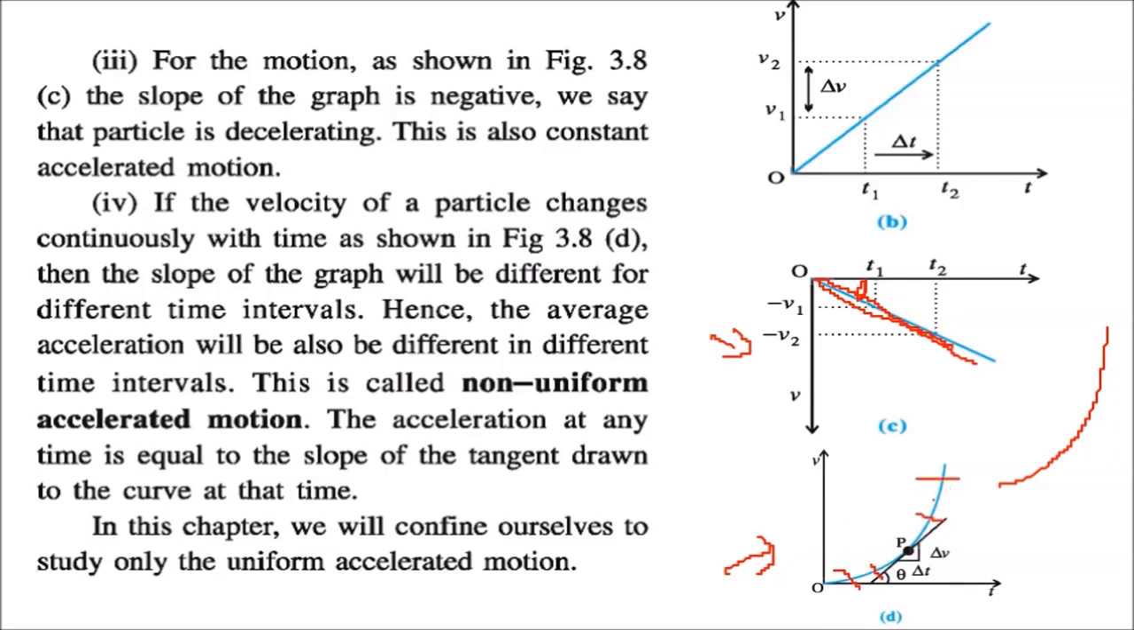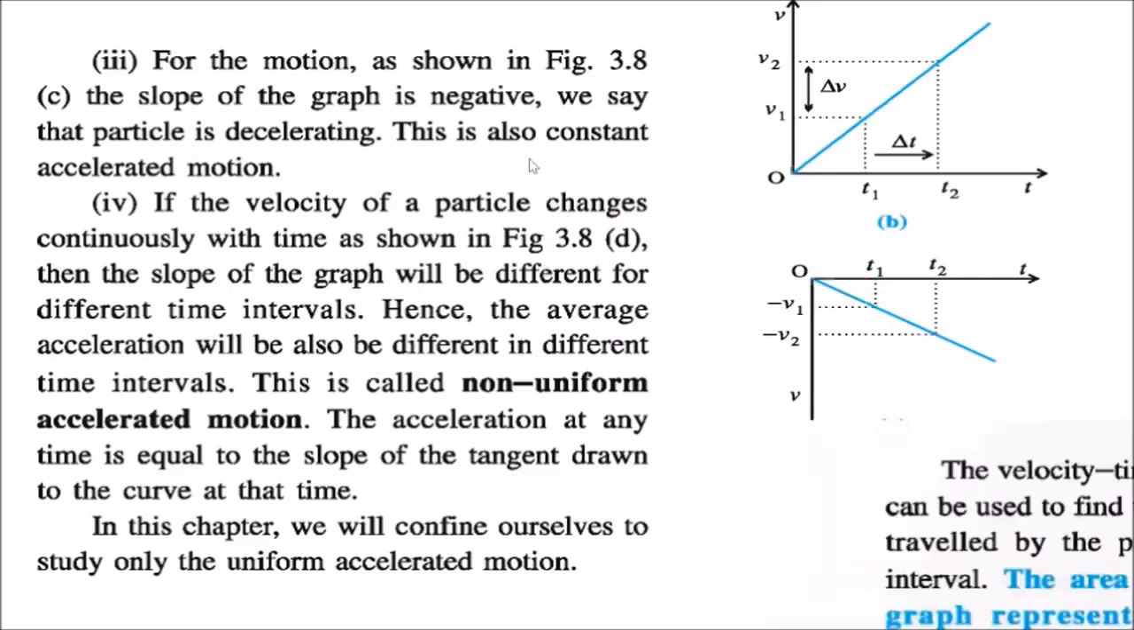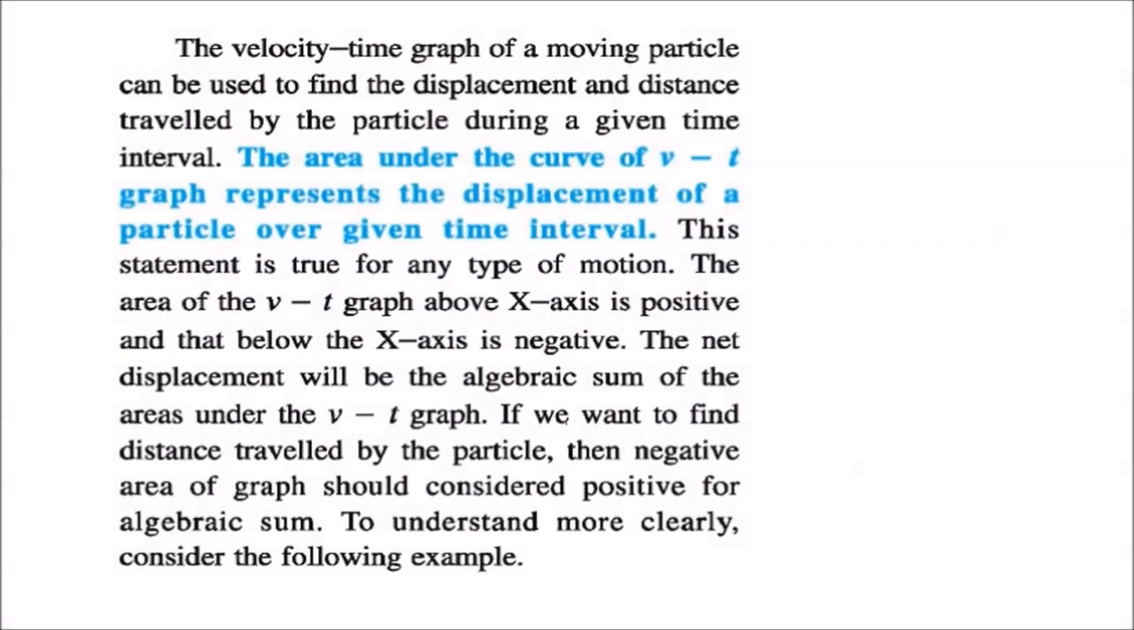The velocity-time or Vt graph of a moving particle can be used to find the displacement and distance traveled by the particle during a given time. So how to find this distance? The area under the curve of the Vt graph will represent the displacement of a particle over a given time interval. So this is very important. The area under the Vt curve gives you distance and displacement. This statement is true for any type of motion.